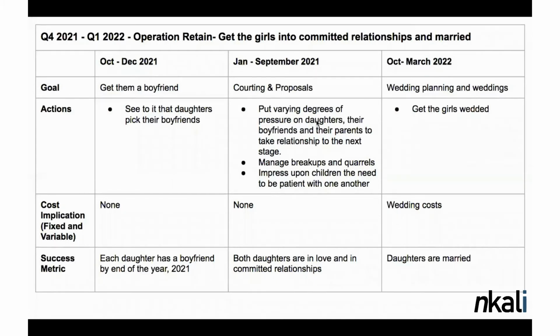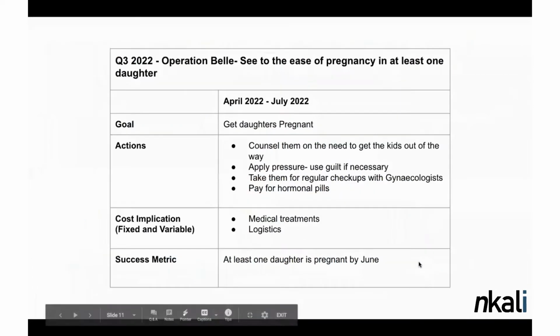So this is Operation Retain. Both daughters are now in love and in committed relationships. By Q3 of 2021 to Q1 of 2022, she's now planning weddings, etc., getting the girls wedded. Wedding costs are part of her fixed costs, and then her daughters are married, right?